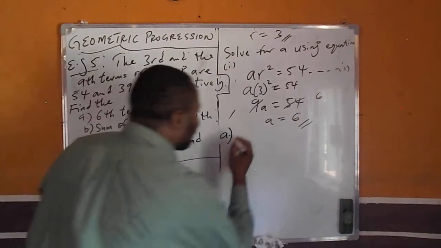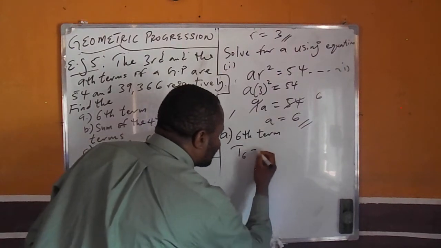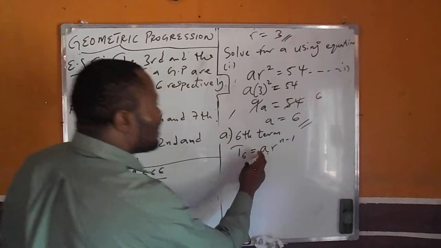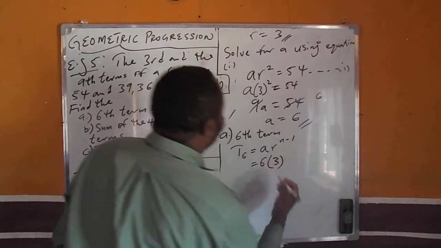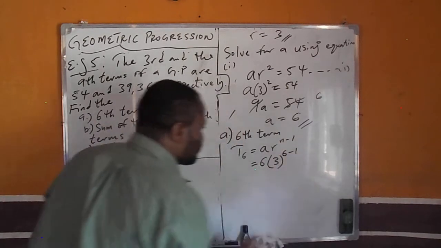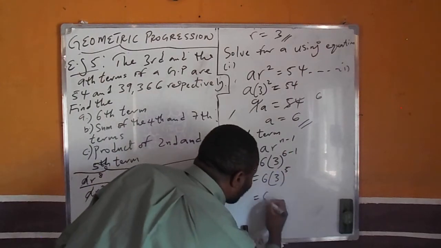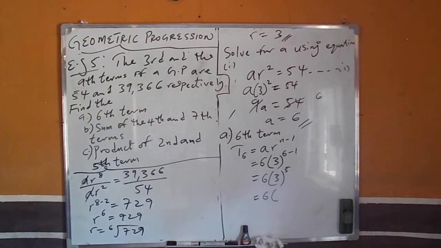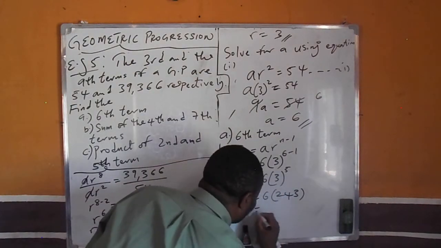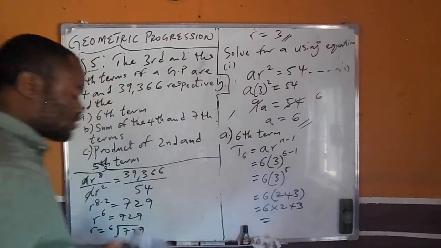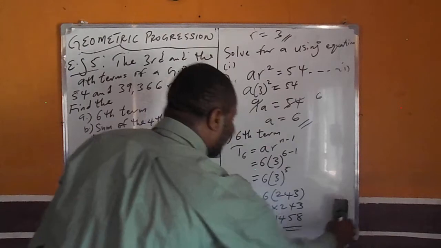Find the sixth term. That gives us T6 equals A R raised to power n minus 1, where A is 6 and R is 3, raised to power 6 minus 1. That is 6 times 3 raised to power 5. 3 raised to power 5 is 243, so 6 times 243 gives us 1458 as our answer.